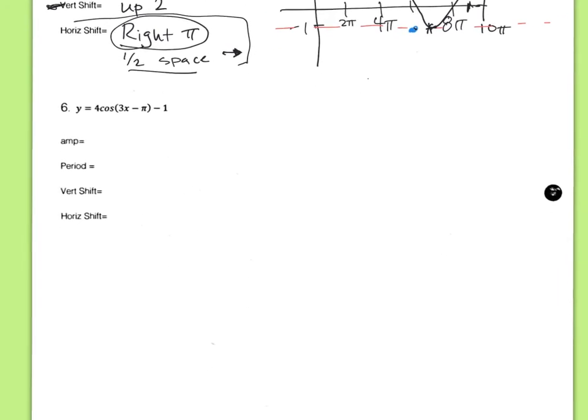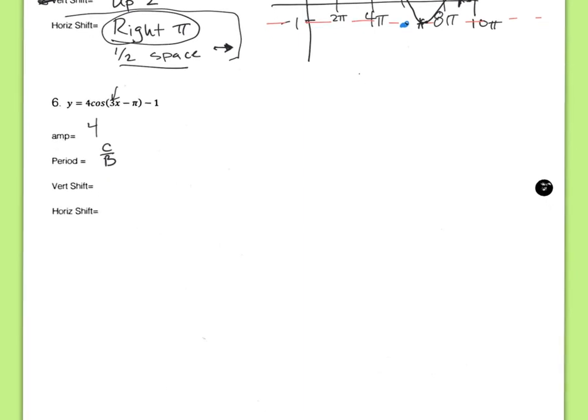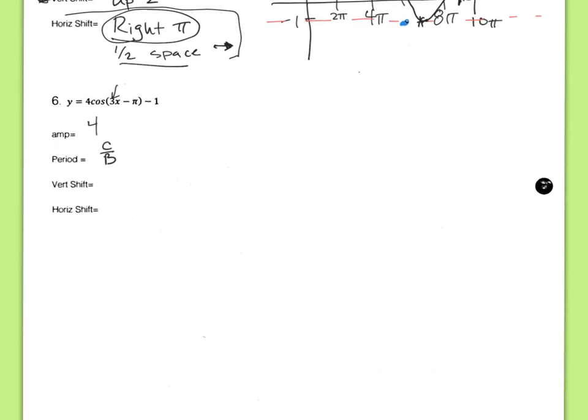So for this one, you can see the amplitude is 4. The period, B is inside the parentheses. So if you look back at the notes, it's C over B when B is inside the parentheses. So it's really touching that X. I want to make sure I didn't do that other one wrong. Sorry about my switch around.